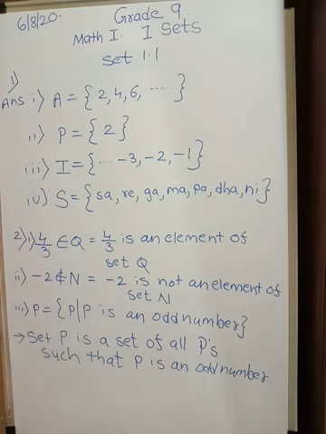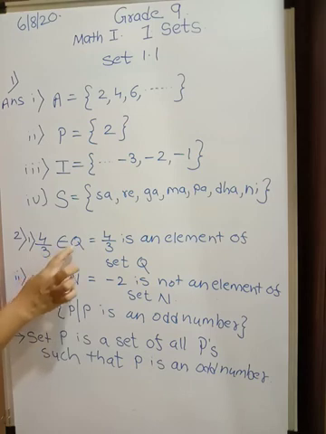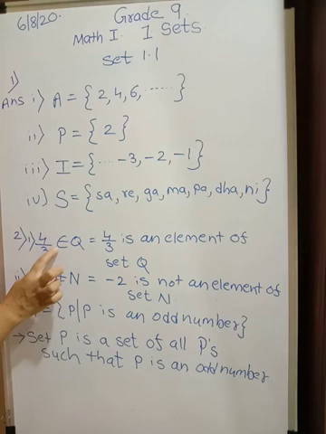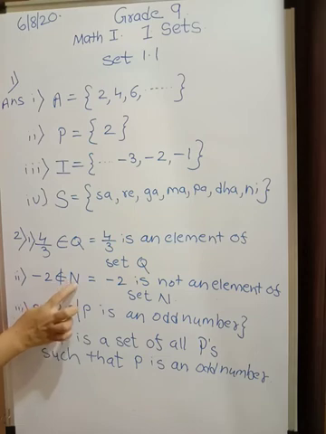Now, second question, you see. Write the following symbolic statements in words. We have already seen: this means it belongs to, and this means does not belong to. 4 upon 3, this sign, element, Q, that means 4 upon 3 is an element of set Q. Here, minus 2 is not an element of set N. We have seen this earlier.